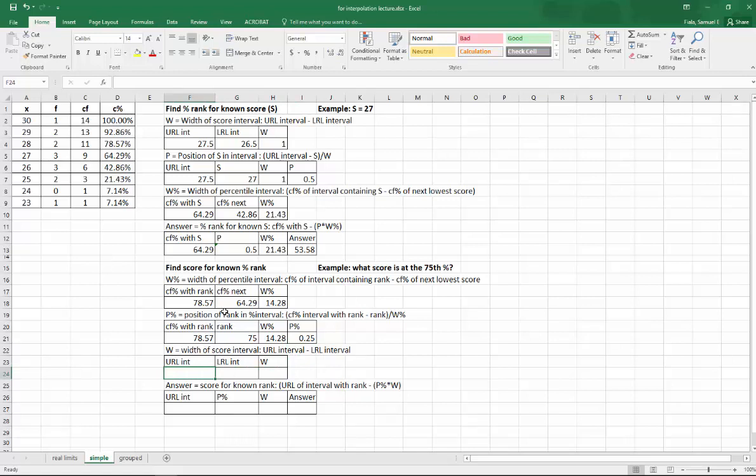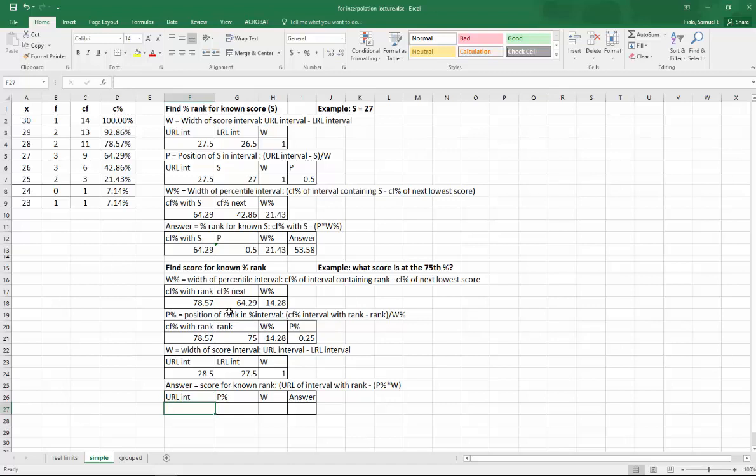Then I'm going to find the width of the score interval. For the, again, not the percentage, but the score itself. And again, we're looking in this interval here, right? Because it's above 64, but can't be any higher than 78. So it's in this 28 interval. The upper real limit of that is 28.5. The lower real limit is 27.5. And what do you know? The width of the score interval is still just 1.